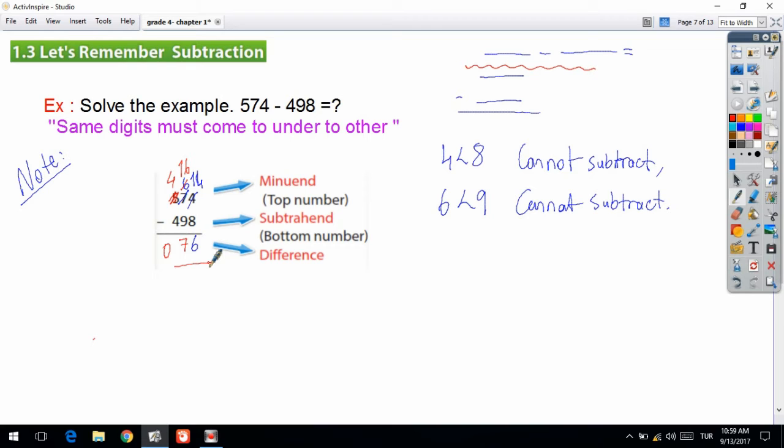In subtraction, there are 3 different words you have: minuend, subtrahend, difference. The minuend is the top number, the bottom number in subtraction is the subtrahend, and the result of the subtraction is the difference. Okay, now we can go to the next page.